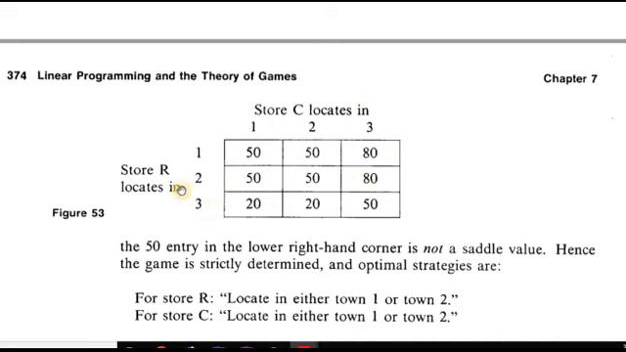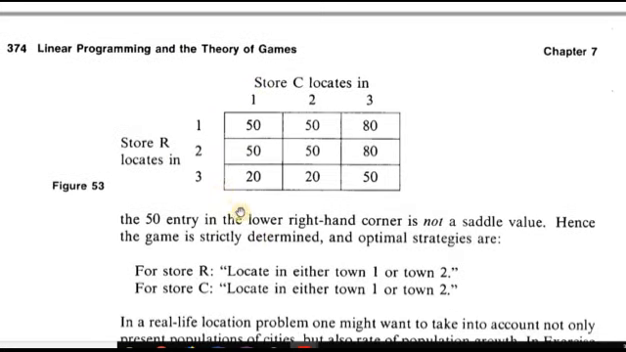This 20%: store R locates in town 3, store C locates in town 1. 80% are going to go to the store in town 1. Right. So let's think about our max-min strategy. Where's the minimum payoff in each row? Well, here the minimum payoff in this row is 20. Minimum payoff in this row is 50. Minimum payoff in this row is also 50. And columns: the maximum loss in this column is 50. Maximum loss in this column is 50. Maximum loss in this column is 80.